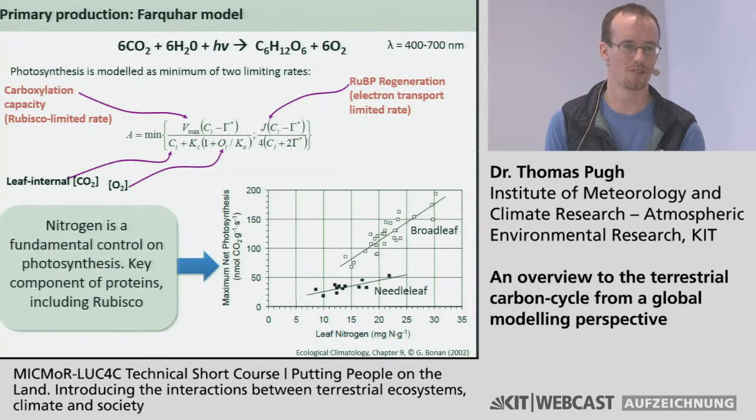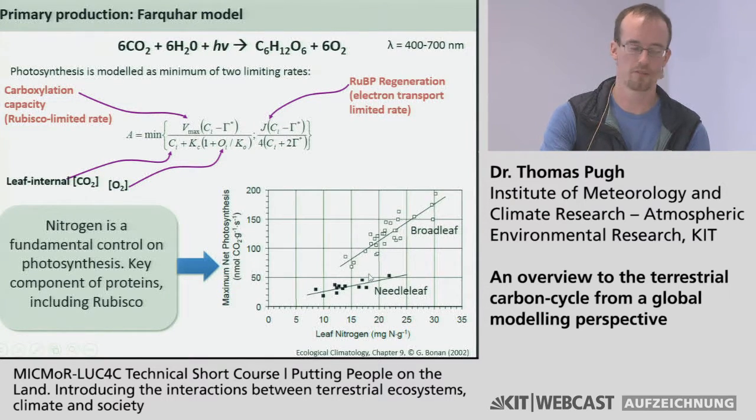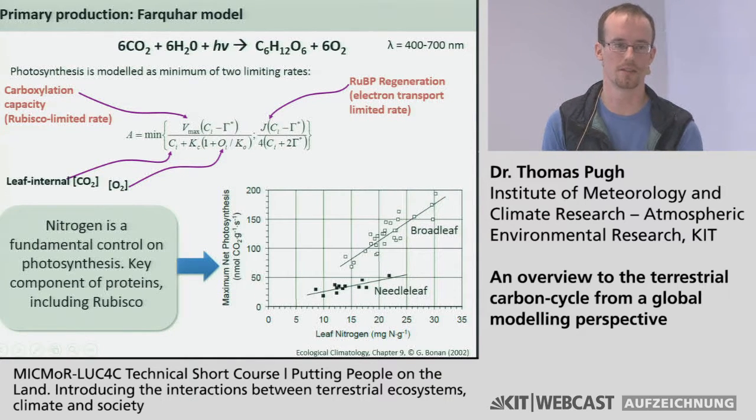But that's not the whole story, of course. We know that plants are also limited by nutrients. And nitrogen is one nutrient that gives a particular fundamental control on photosynthesis. This plot here shows the change in the net photosynthesis as you change the leaf nitrogen content. And you can see that there are differences between broadleaf and needleleaf, which I won't go into now, but as you increase the amount of nitrogen, the plant has more capacity to photosynthesize, because it can make the proteins that it requires. Rubisco needs a lot of nitrogen in order to be made.